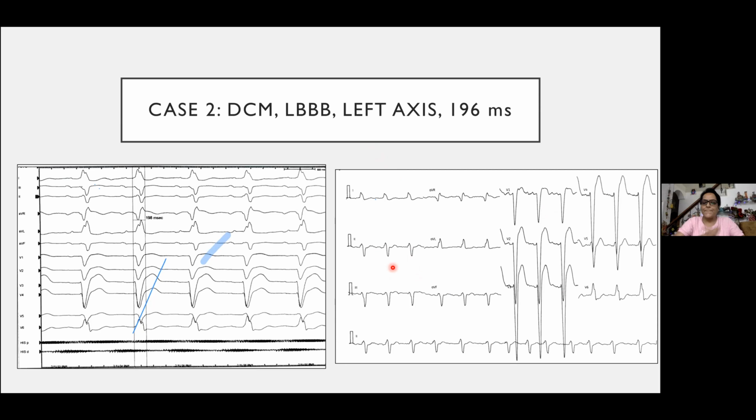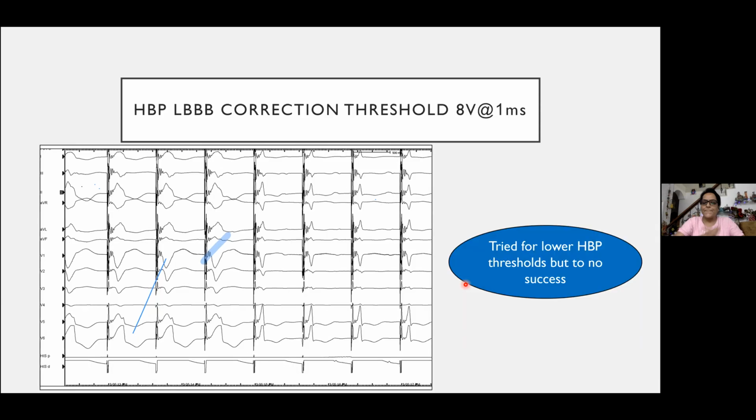So whenever LBBB is with a left axis and with a lot of notches, particularly notches in the inferior lead, and you see an aVR which is not a classical aVR, you're getting a QR pattern, a very large R in aVR. So this is definitely a fragmented left bundle, or you can see a left bundle with a myocardial delay that you are seeing. We always try His bundle in all our patients.